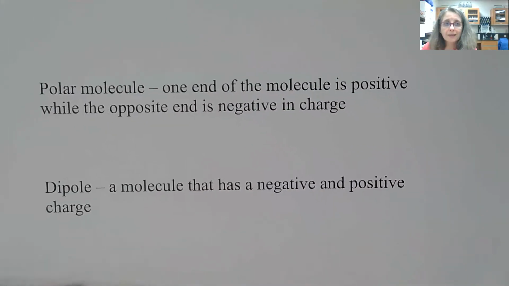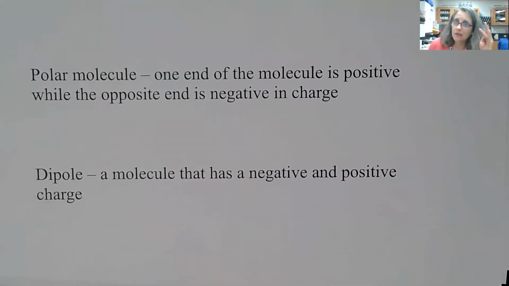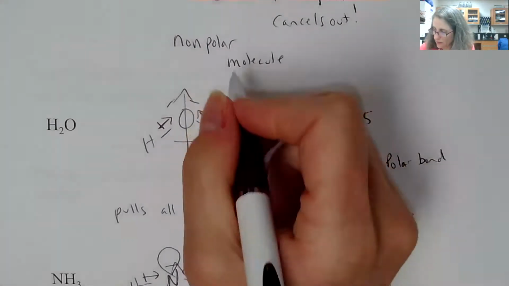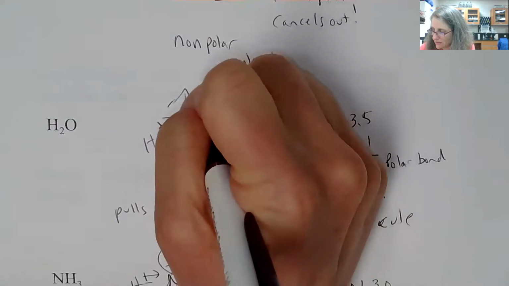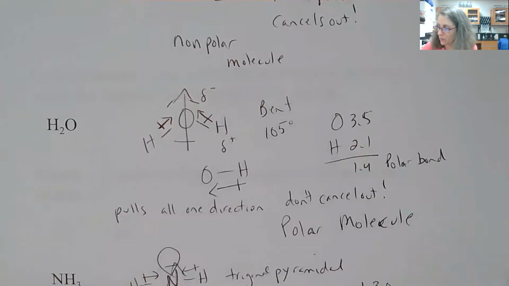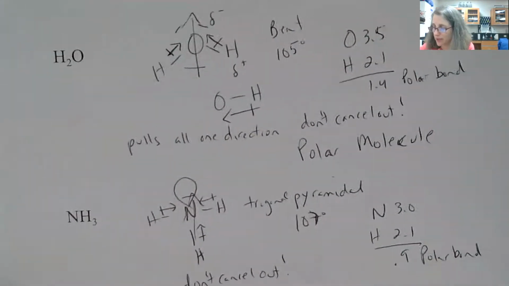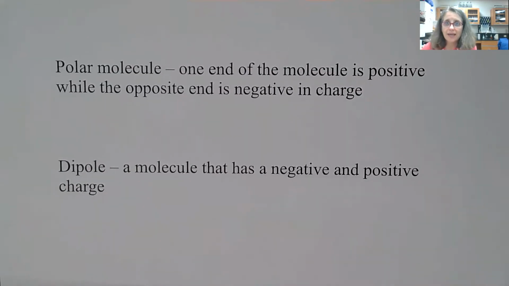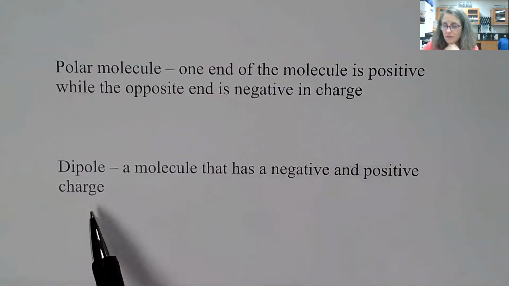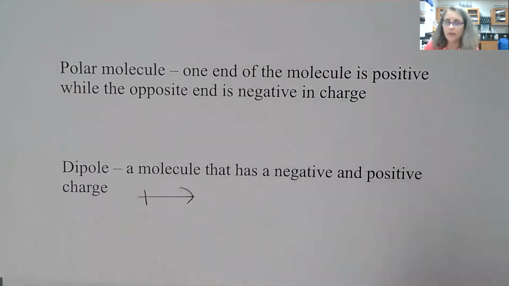So polar molecules just mean one end of the molecule is positive, one is negative. Going back to my examples here, if I look at my water molecule, hydrogen is slightly positive and oxygen is slightly negative. So I have one end that is positive, one end that is negative. It doesn't mean it's a complete +1 or -1. It just means I have positive and negative. And a dipole, again, is a molecule that has a negative and positive charge. So that dipole arrow that you can draw on the molecule itself can represent essentially that you have a polar molecule.